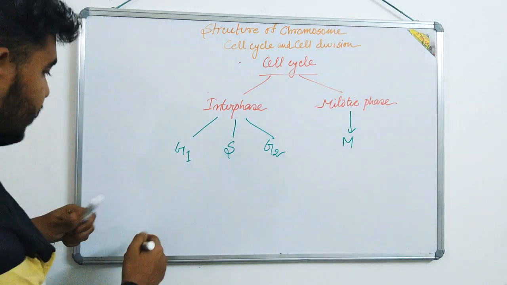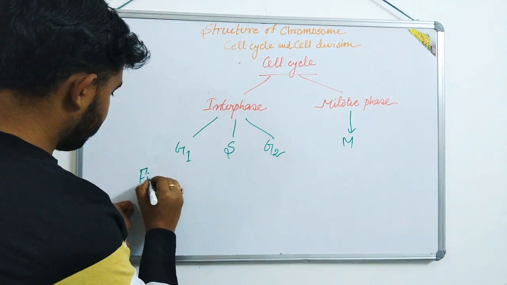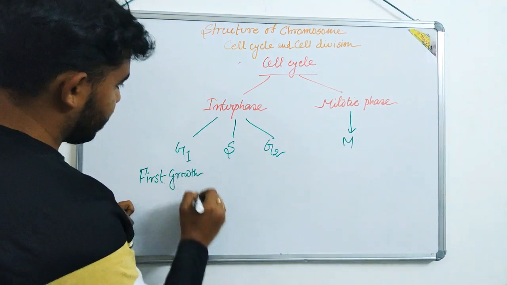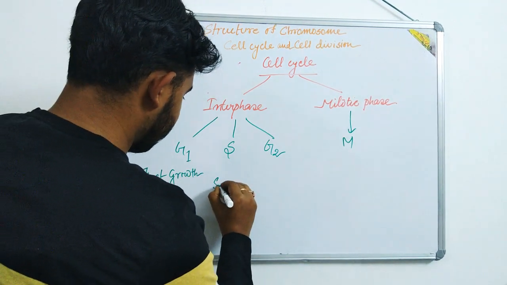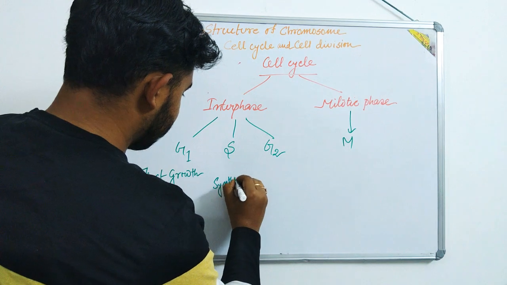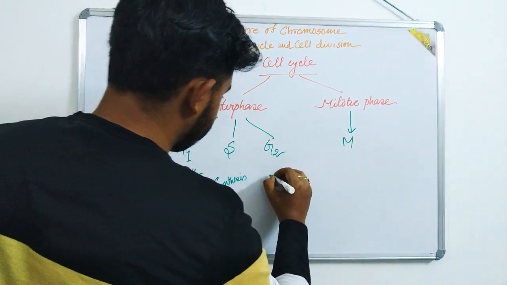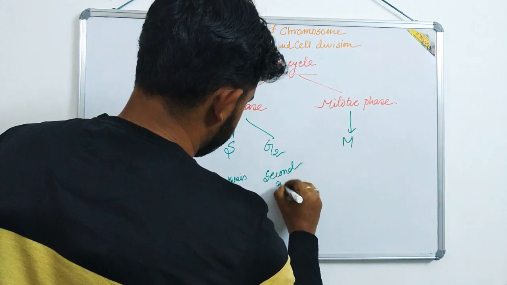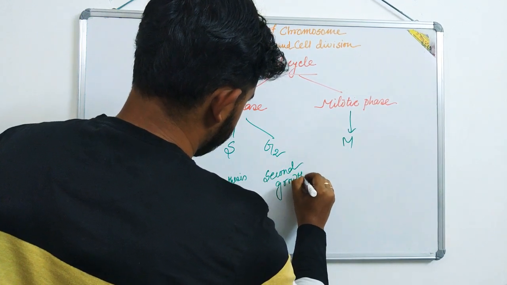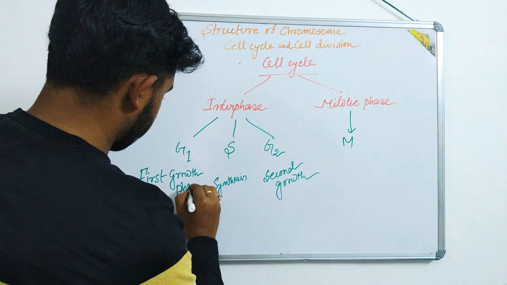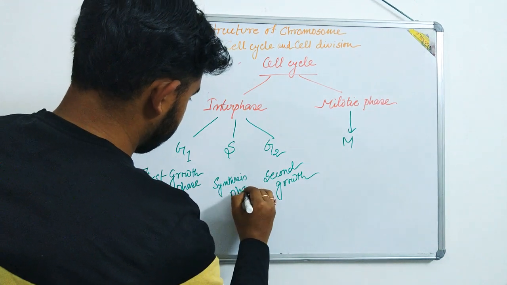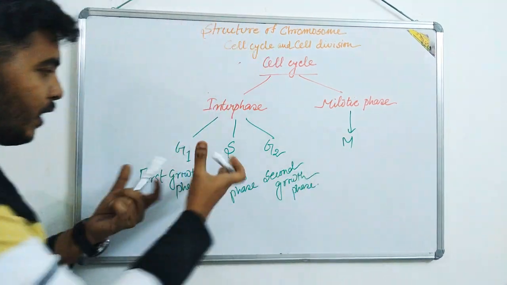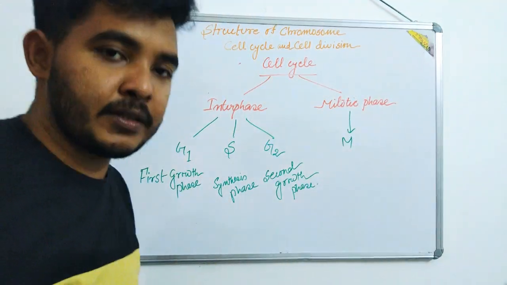What is G1? This is the first growth phase. S is the synthesis phase. G2 is the second growth phase. Why are there these? Why interphase and mitotic phase?